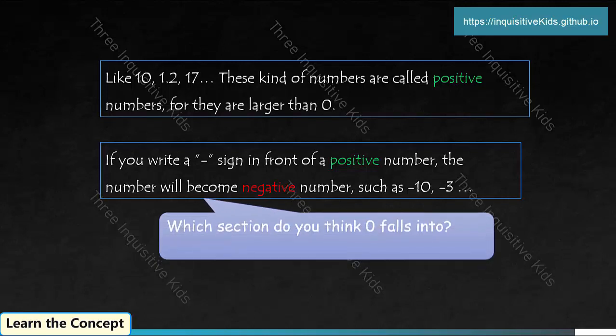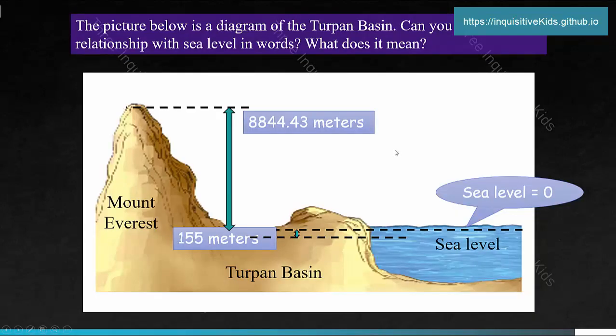Which section do you think 0 falls into? Answer: 0 is not a positive number, nor negative. The picture below is the diagram of the Turpan Basin. Can you express its relationship with sea level in words? What does it mean? Mount Everest is 8,844.43 meters high, meters above sea level. And the Turpan Basin is 155 meters below sea level.